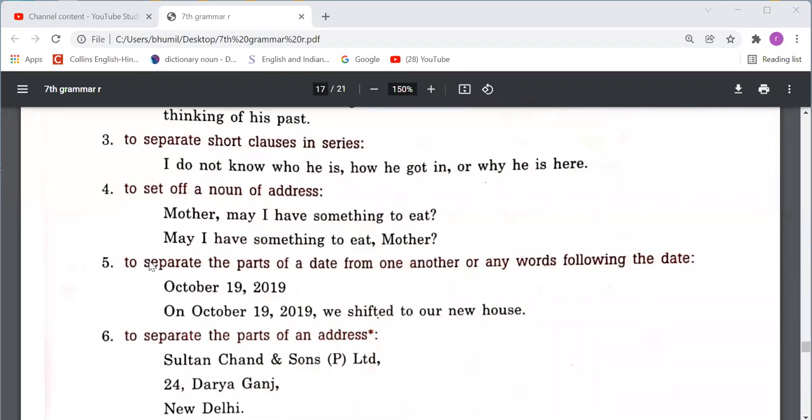Point number 4, to set off a noun of address. Whenever we have to address someone, we have to put the comma after the name of that person, like: Mother, may I have something to eat? I'm talking to mother. That's the addressing word. Since I'm speaking to mother, after mother we need to put the comma. And sometimes we use this addressing word at the end of the sentence. At that time, before that addressing word, we have to use a comma. Like: May I have something to eat, mother? So before mother, we have put the comma. So this sentence can be said in both ways.